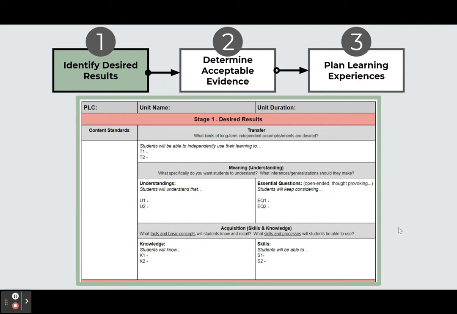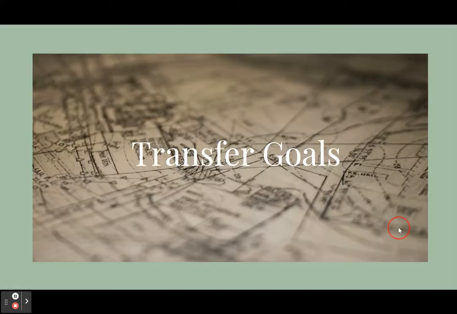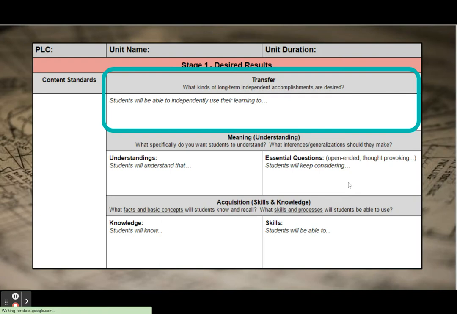And we're going to spend some time in this particular video really diving into transfer goals, that very top part of the UbD template. As you can see right here, it draws your attention to the top. Our transfer goals want us to consider what kinds of long-term independent accomplishments we want students to be able to achieve. Our sentence starter is always, "Students will be able to independently use their learning to," and then we indicate our learning goal after that.